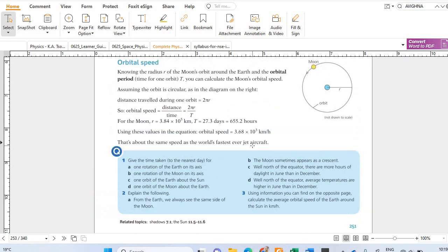Like that, you can find the orbital speed of the Earth, the orbital speed of the Sun around the center of the galaxy, and the orbital speed of the galaxy also, if it is orbiting something else.